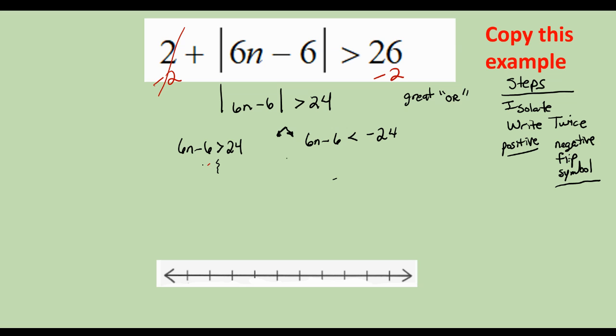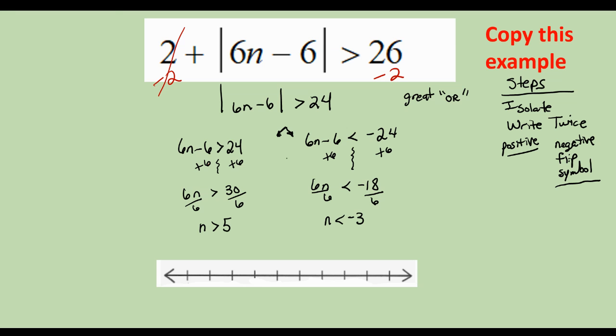Okay, so add 6 to both sides. So 6n greater than 30, divide by 6. So all the numbers greater than 5. On the other side, add 6 on both sides. Negative 24 plus 6 is negative 18. Divide both sides by 6. All the numbers less than negative 18 divided by 6 is negative 3.